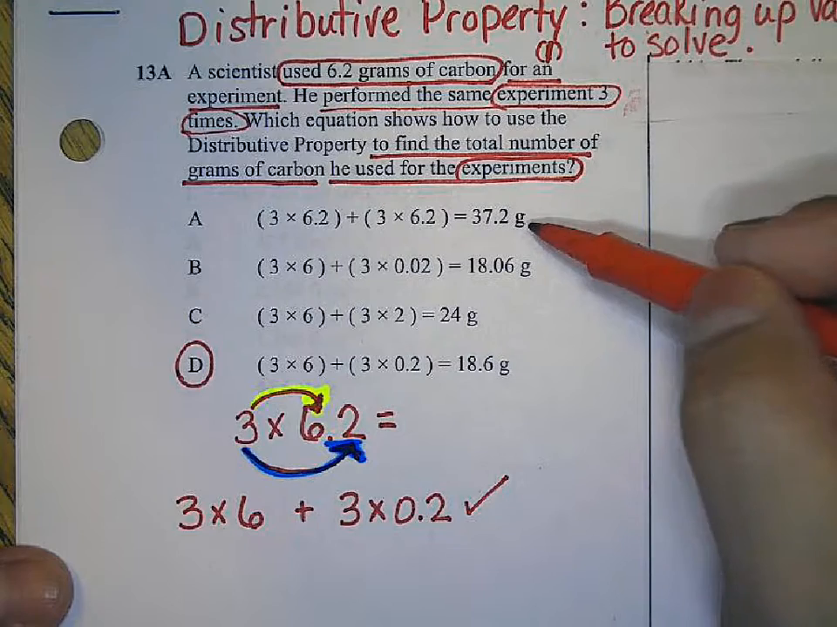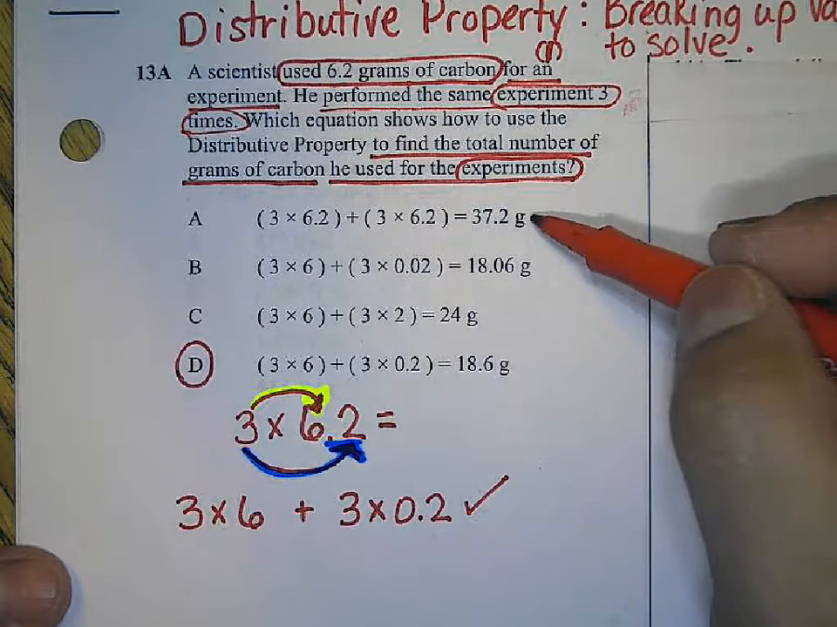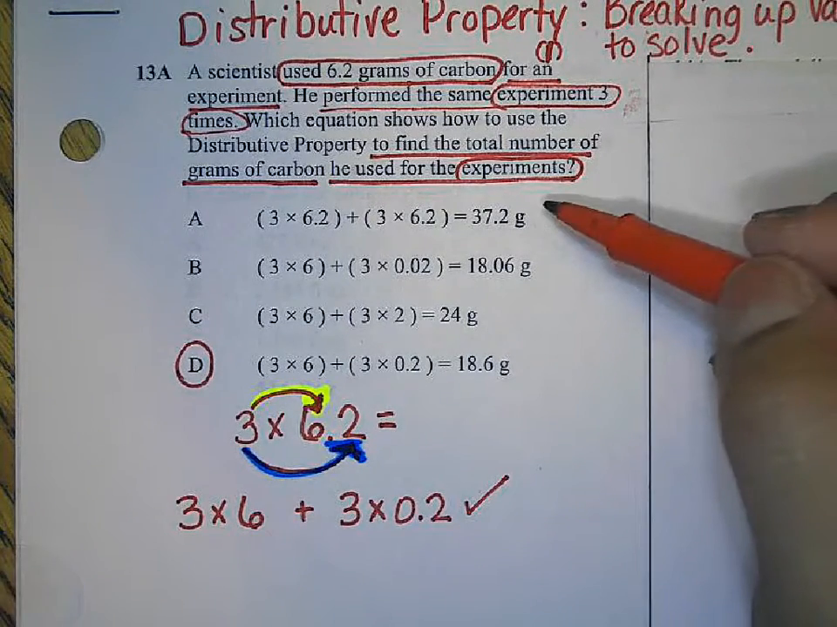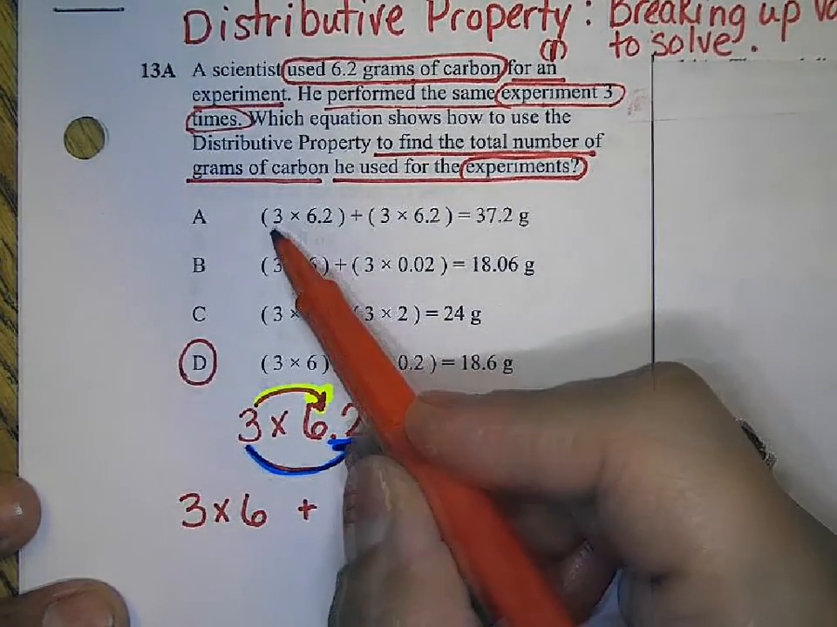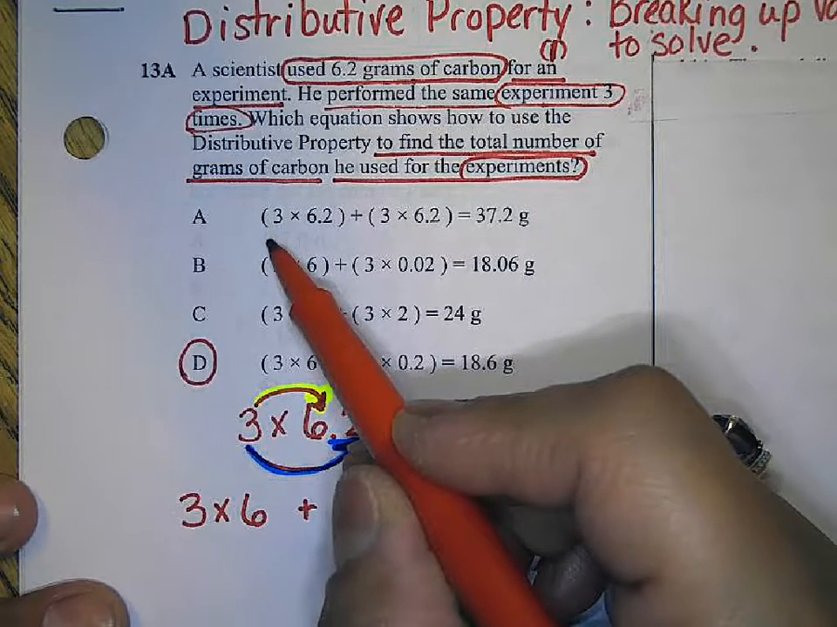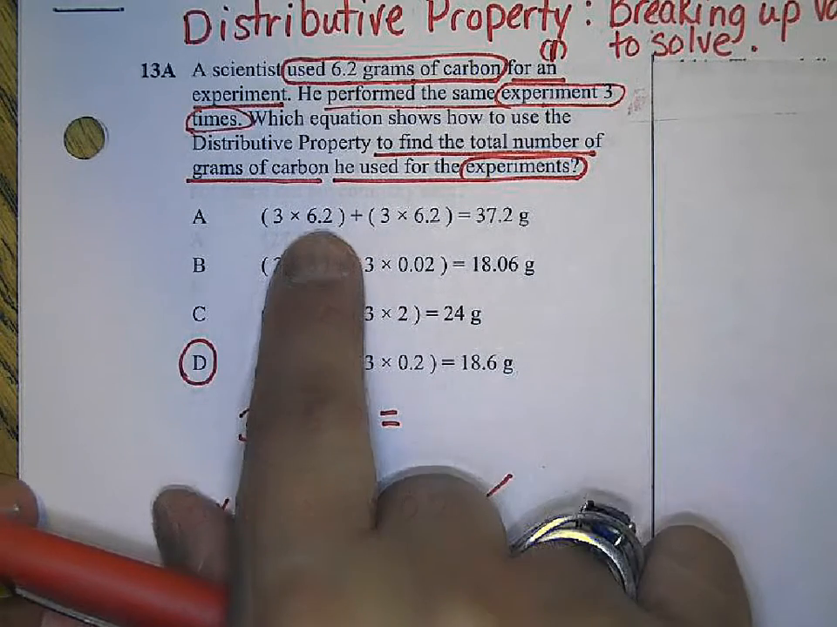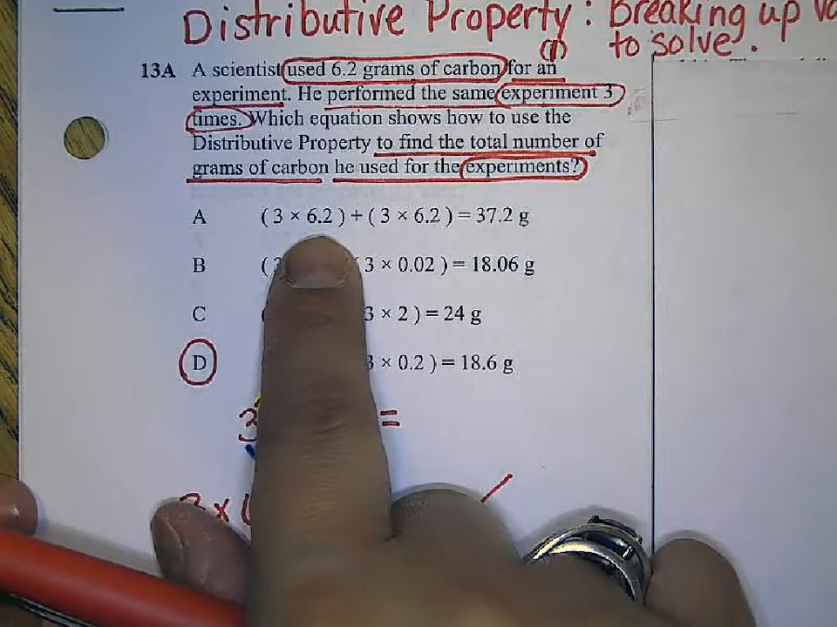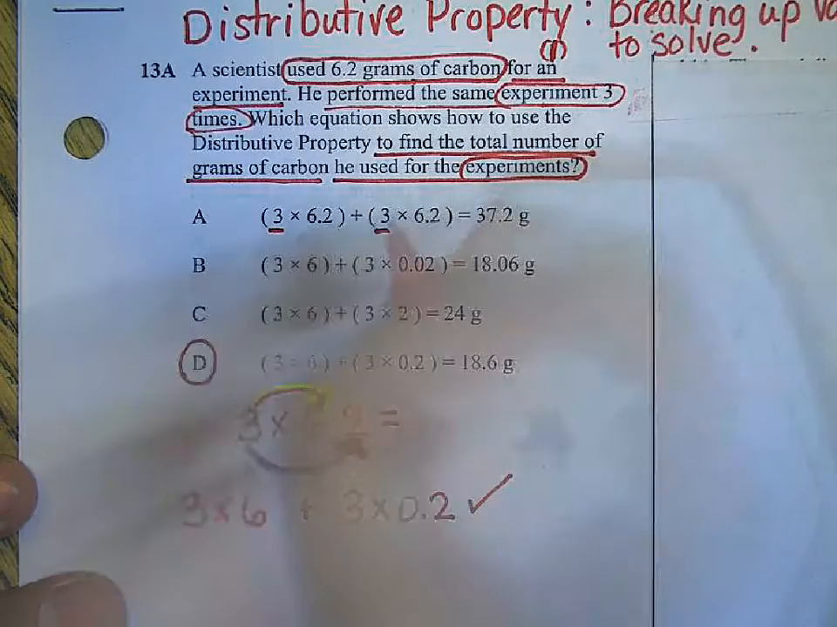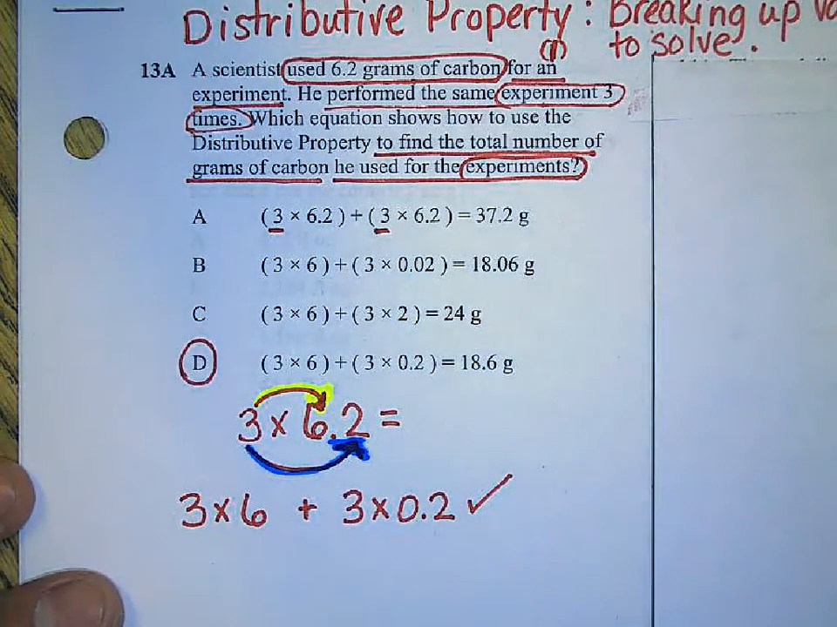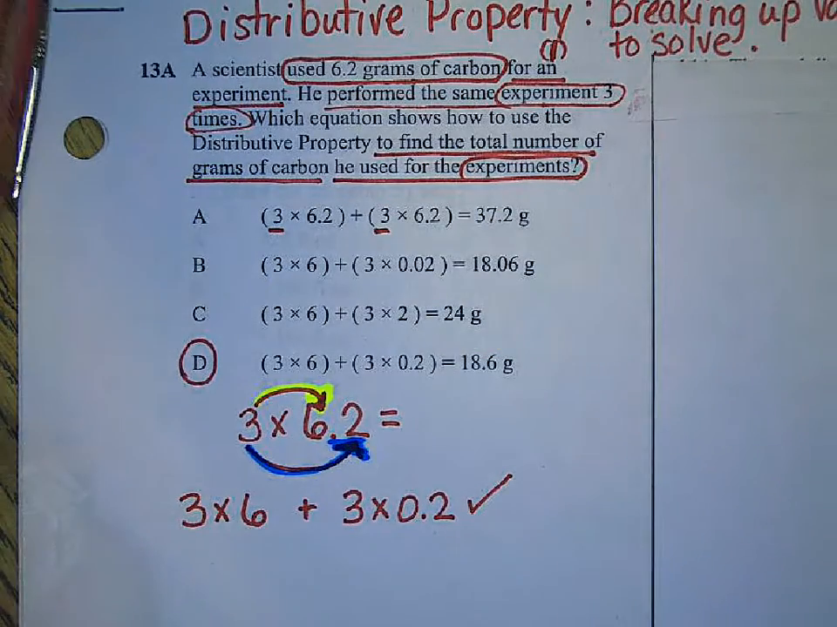Some of you might want to pick A. Be very careful with that, because here's what this is saying. That you did 3 experiments and you used 6.2 grams of carbon in that experiment. But in this case, it's saying that he did the experiment 6 times. He did not do the experiment 6 times, did he? No. No. He didn't take that 3 and do it twice.